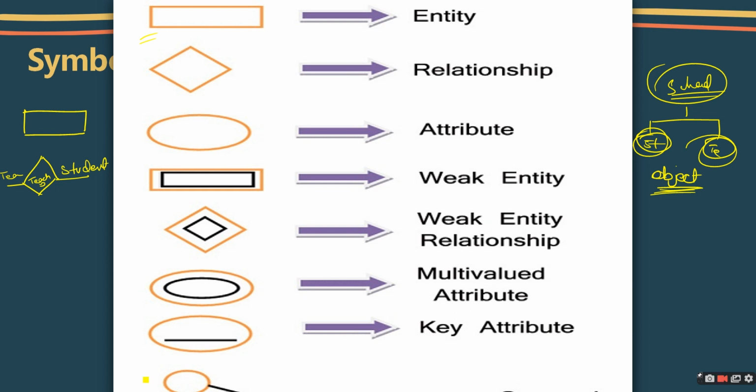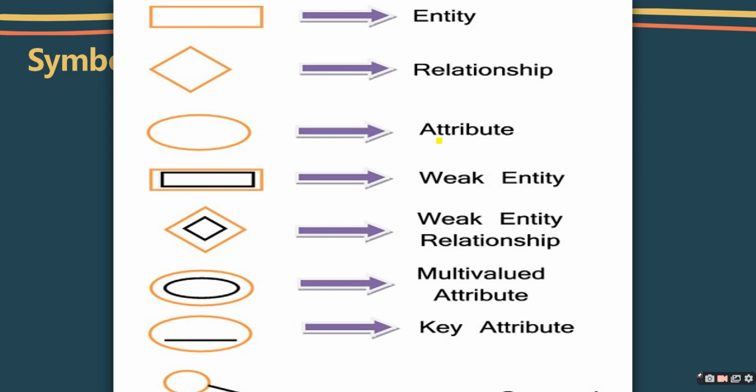Okay, now this circle, or you can say oval shape. What does this oval say? Attribute. What is attribute? Every entity has some properties, right? Like if we take an example of a student, it has some properties like name, age. These are termed as attributes, right? And these attributes are represented by this oval.